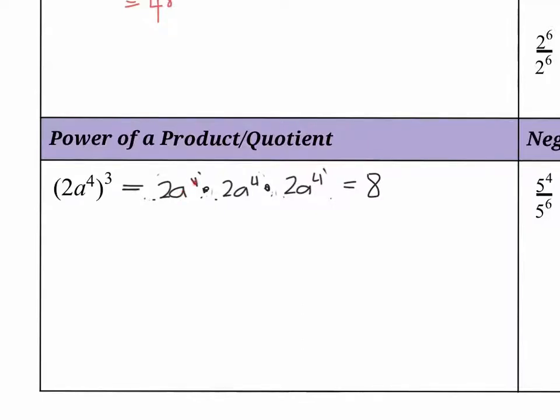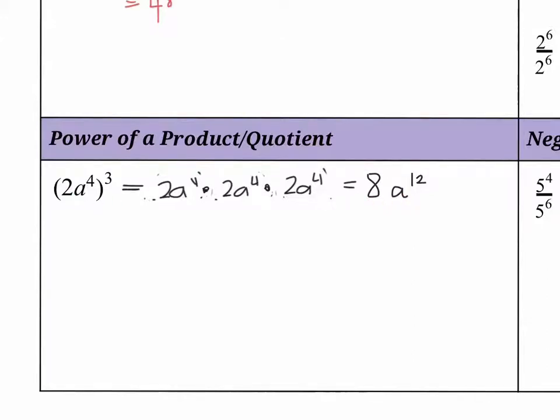And then we have a to the power of 4, so think of that as a, times another 4 a's. How many a's in total? We would have 4, 8, 12. So this guy here just simplifies to that.